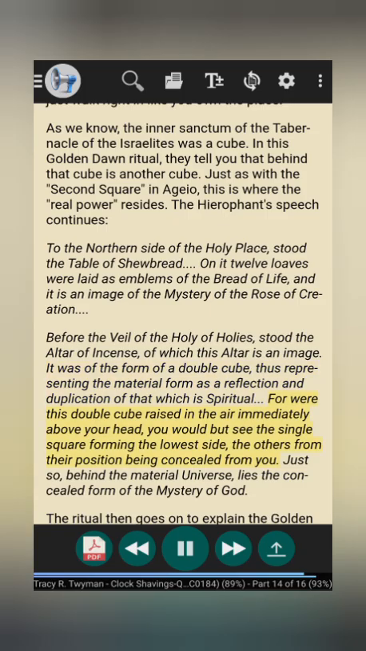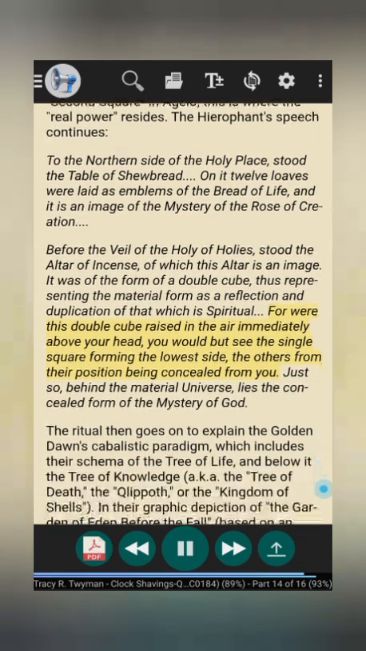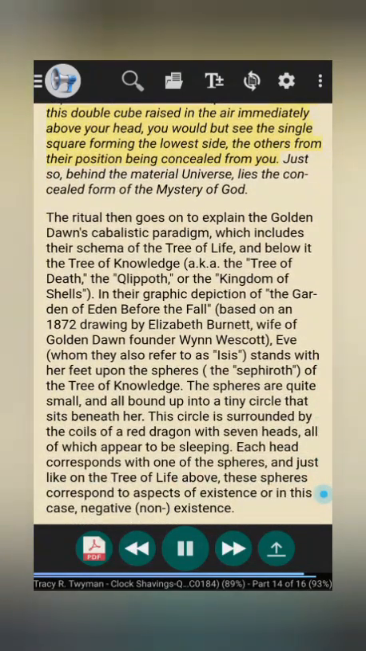For were this double cube raised in the air immediately above your head, you would but see the single square forming the lowest side, the others from their position being concealed from you. Just so, behind the material universe, lies the concealed form of the mystery of God. The ritual then goes on to explain the Golden Dawn's Kabbalistic paradigm, which includes their schema of the Tree of Life, and below it the Tree of Knowledge, aka the Tree of Death, the Klippoth, or the Kingdom of Shells.